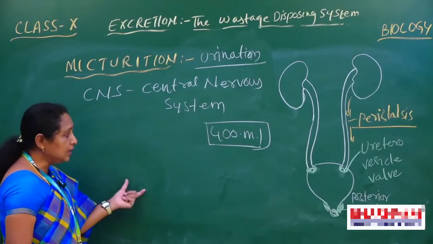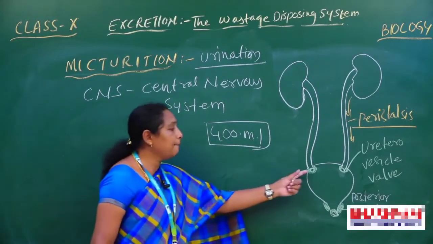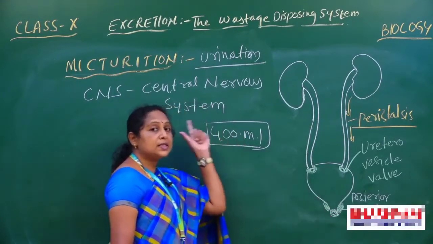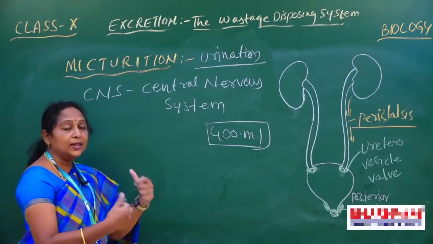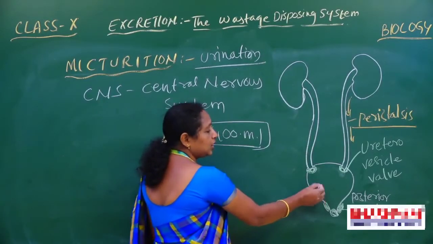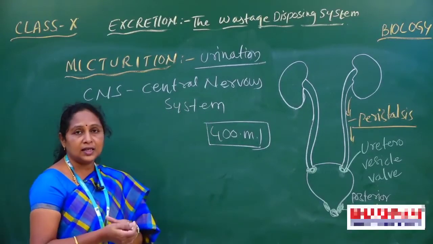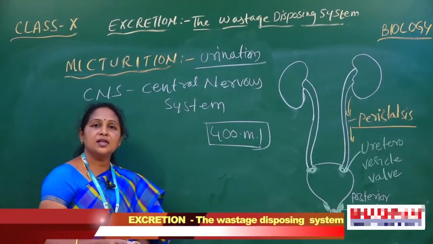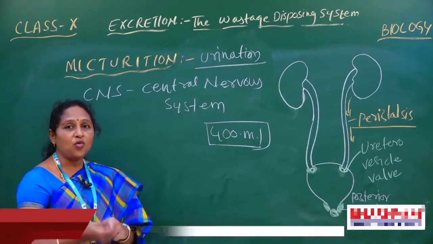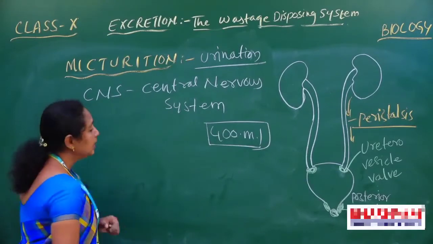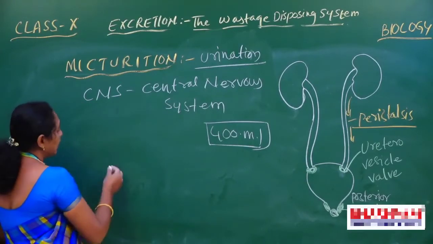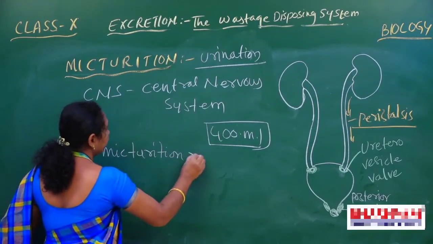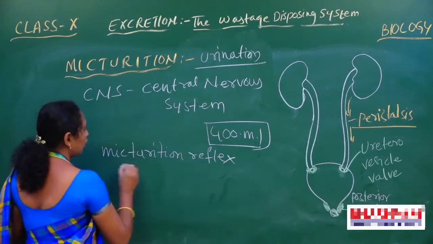Clear now? So here, who is involved in relaxing the muscles of the urinary bladder? At the same time, for the urethral walls, the CNS sends the signals. When the receptors present in the urinary bladder receive such signals, they begin to relax. As a result, the urination process goes on. The nerves involved in this relaxation process are otherwise called the micturition reflex.